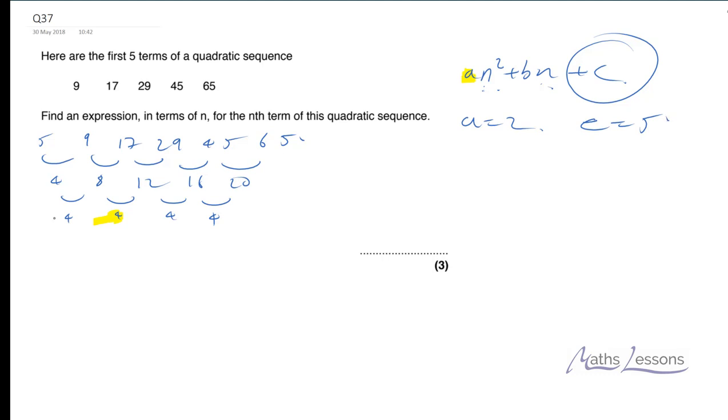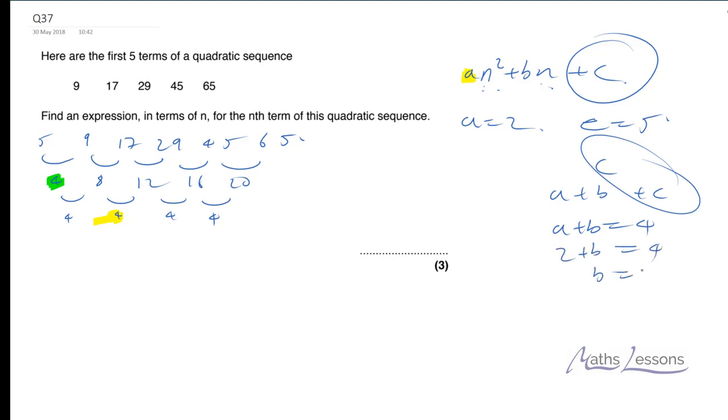Okay, and we know the noughth term is always going to be C, and the first term is going to be A plus B plus C, then we know the difference between the first and the noughth term must be A plus B. So the difference between the first and noughth term, which is 4, must be A plus B. So we know that A plus B must equal 4. So A is 2, B will therefore be equal to 2. So this is quite a useful way of doing this question.